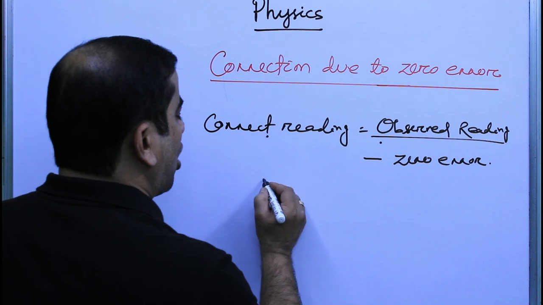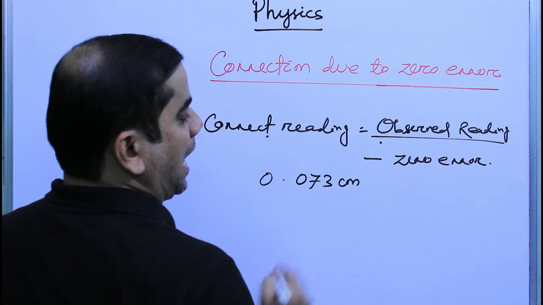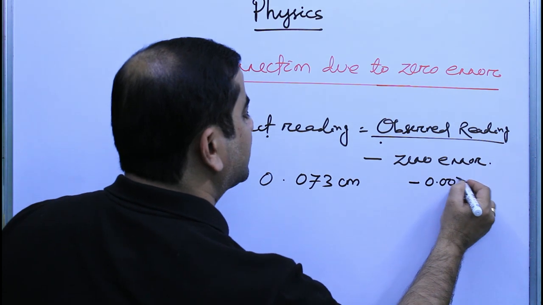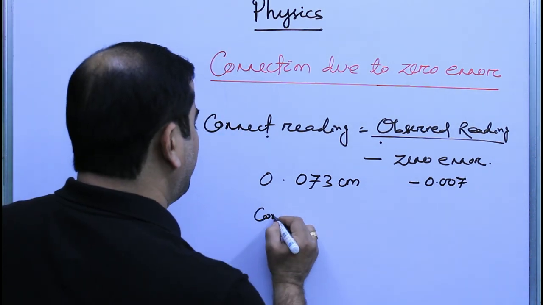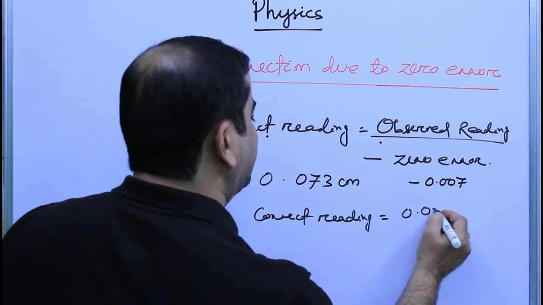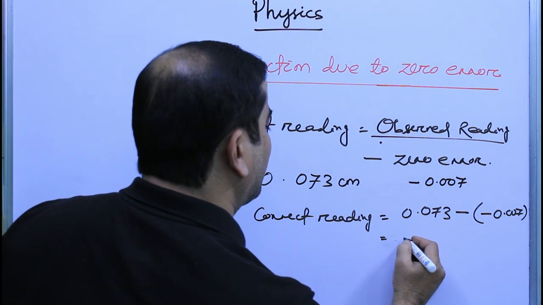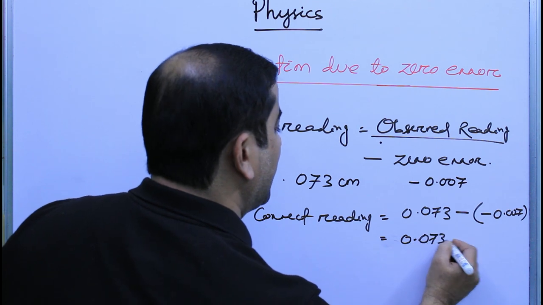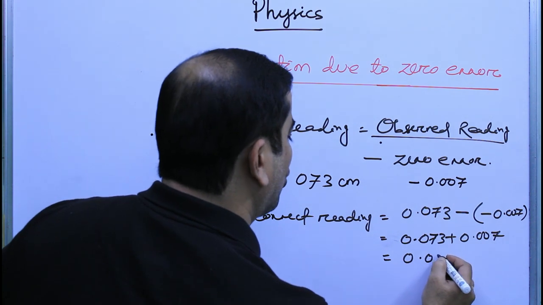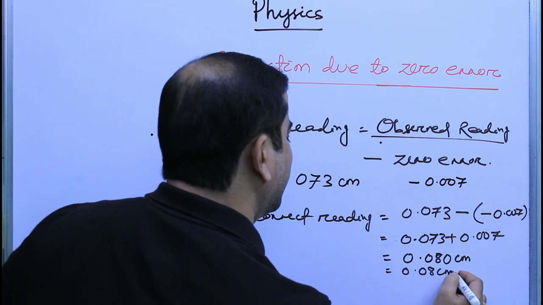For example, suppose the observed reading is 0.073 centimeter and the zero error is found to be minus 0.007. Okay, so the correct reading would be 0.073 minus within bracket minus 0.007. That will be equal to 0.073 plus 0.007. So it gives us 0.080 centimeter, or we can write 0.08 centimeter.